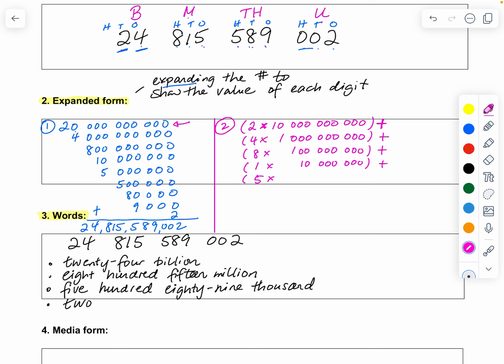So 5 times, we've got 5 times a million here. Plus, we've got 8 times, did I miss them? Oh yeah, sorry. I missed the other 5 here. So we've got 5 times 500,000, 5 times 100,000.